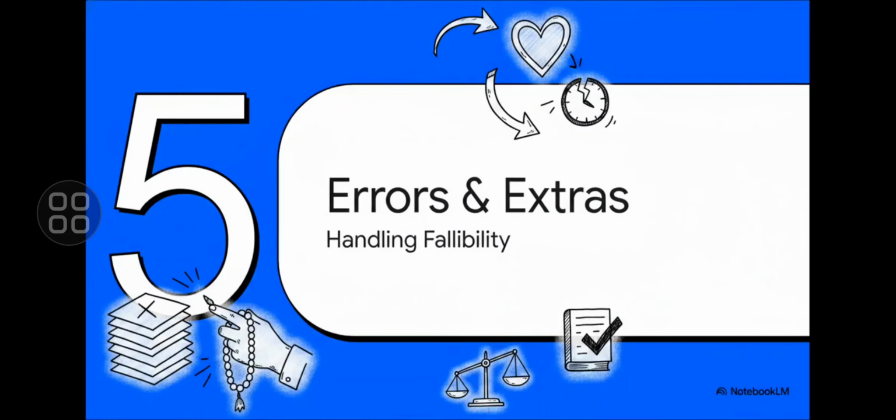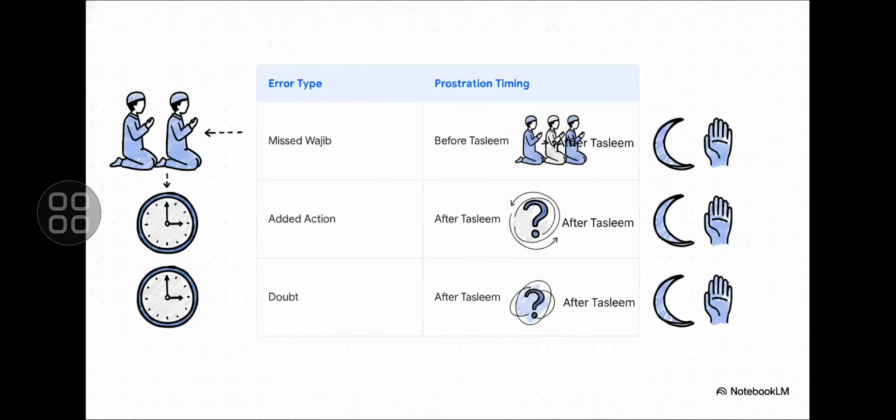Section 5. Rectifying errors and extras. Now, human fallibility is inevitable, right? And the Sujud al-Sahu, or prostration of forgetfulness, acts as this highly logical if-then matrix to deal with it. If you omit a wajib, like missing that first sitting, the prayer is structurally deficient, so you perform 2 extra prostrations before the final taslim to repair the deficiency.